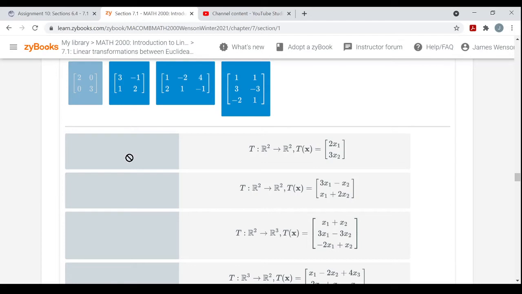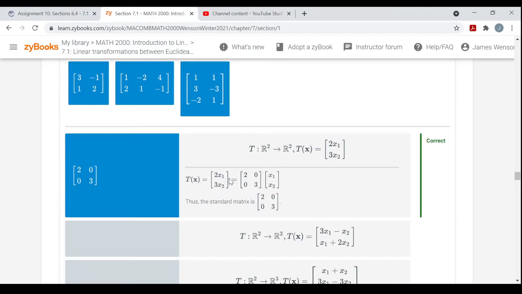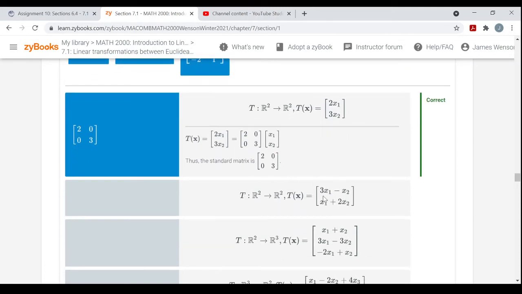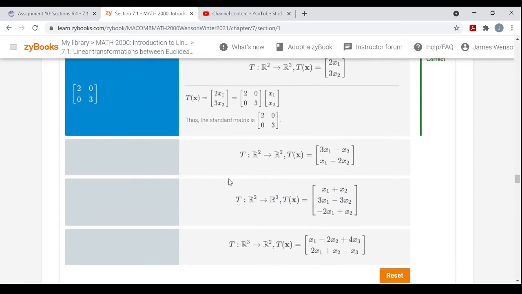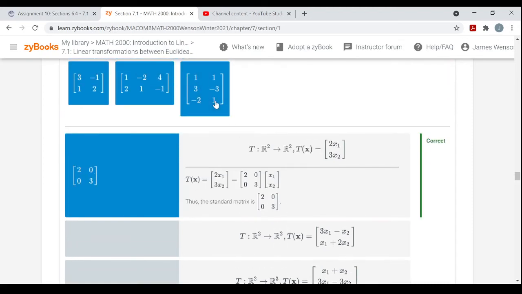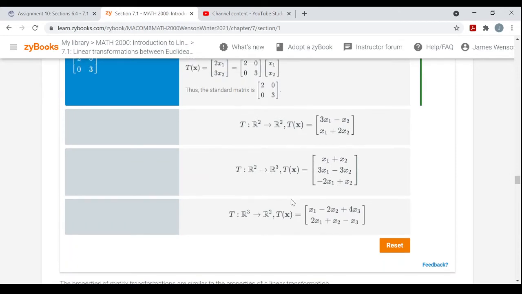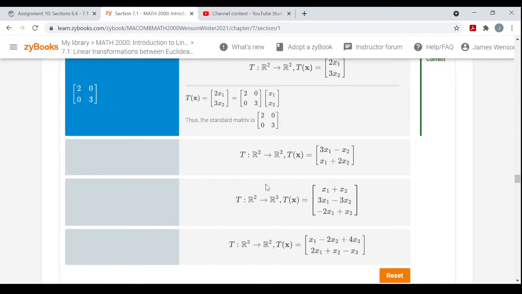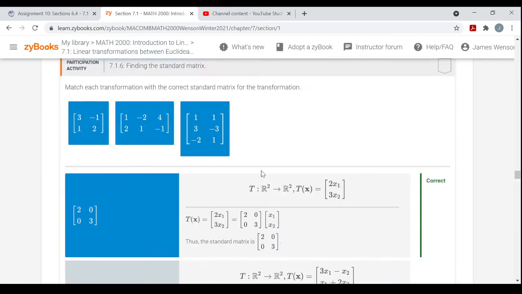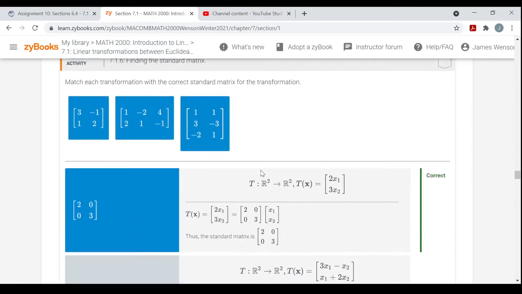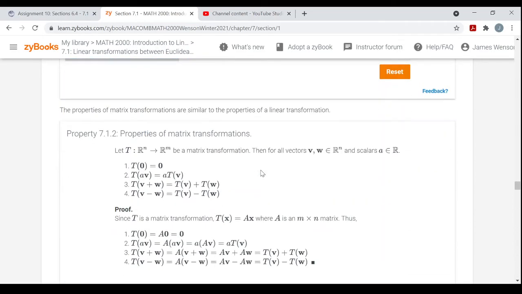Let's slide it down here. And good. Right. And again, just 3, 1 down the first column, -1, 2 down the second column. So this one here, right, this one has only 2 variables. We got 1, 3, -2, 1, -3, 1. And 1, 2, -2, 1, 4, -1. Right. Really, just like a coefficient matrix is your standard matrix for these linear transformations. Very, very easy.